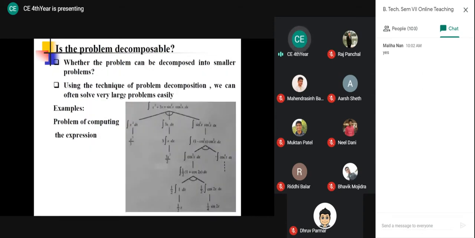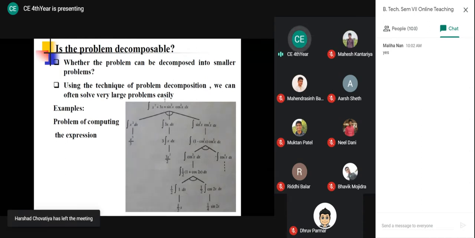Now, the first characteristic that we have discussed is: is the problem decomposable or not? In the two examples that we discussed in yesterday's lecture, the first example is the problem of computing an expression. Suppose you want to solve this problem of computing the expression.